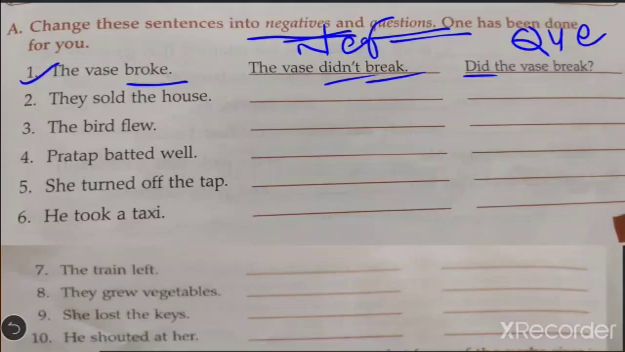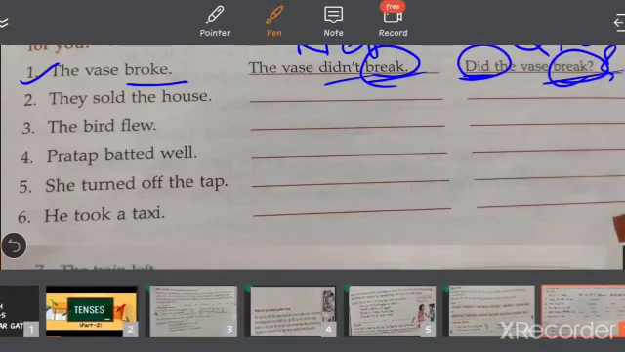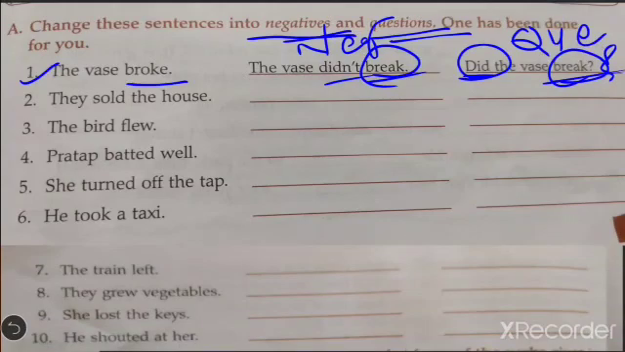So when you use did in your sentence, you have to write the base form of the verb in your sentence, in a negative and in a question sentence also. Did is in your sentence means you have to use the base form of the verb, break. And in a question sentence, don't forget to put a question mark. Now look at the next sentence. They sold the house.